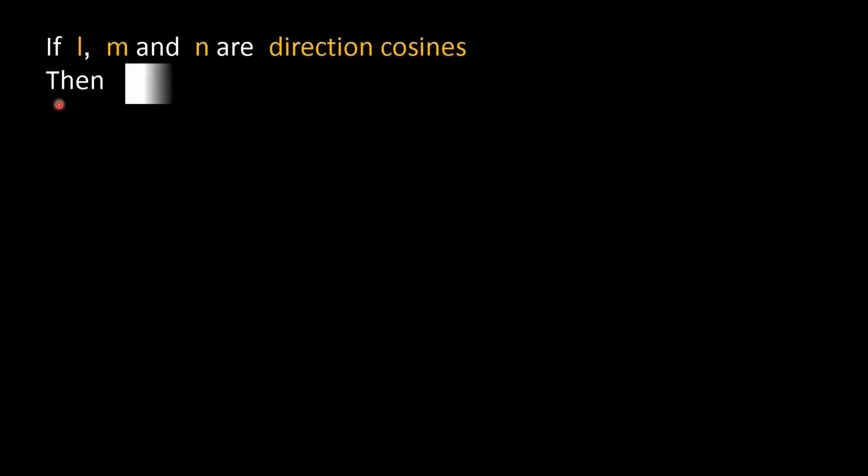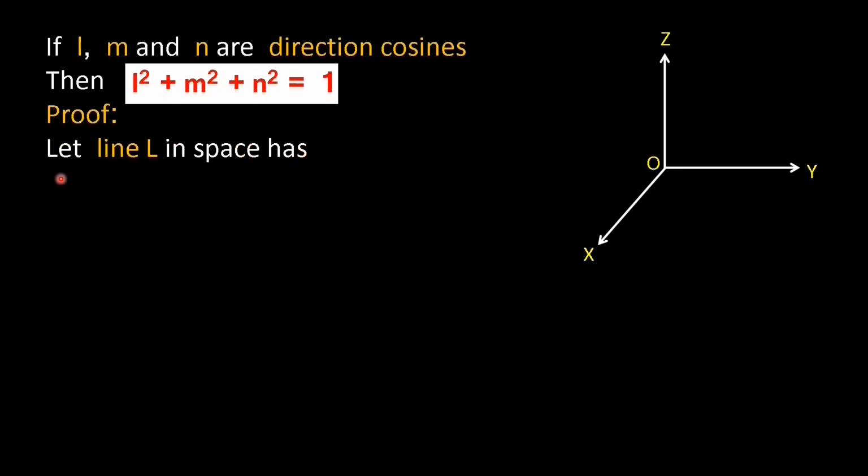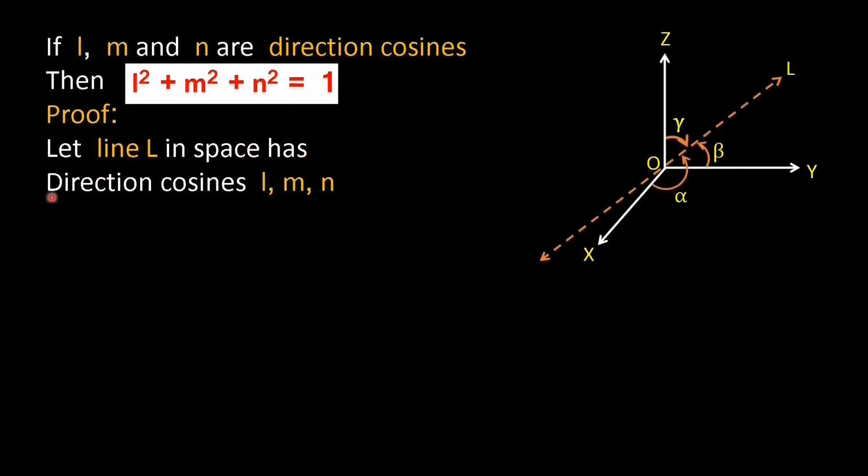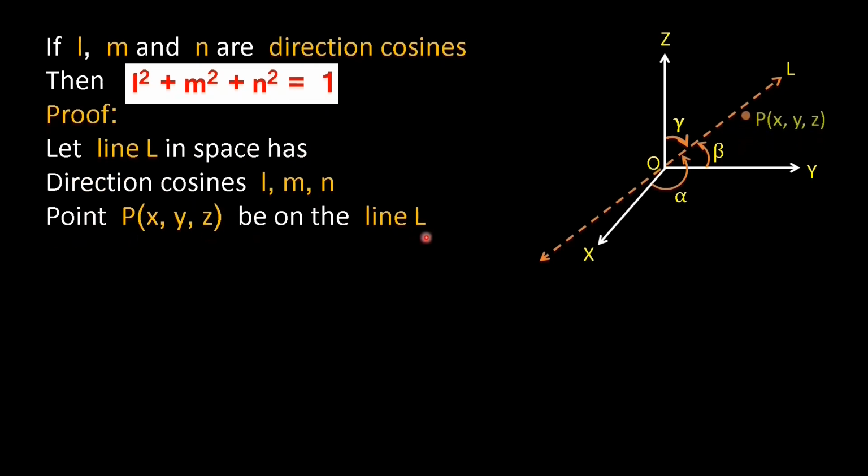Now we will understand one important result of the direction cosines. If l, m, and n are the direction cosines, then we have l square plus m square plus n square equals 1. We will prove this result. Let line L in space, this is line L, have direction cosines l, m, and n. Let point P(x, y, z) be on the line L, this point.